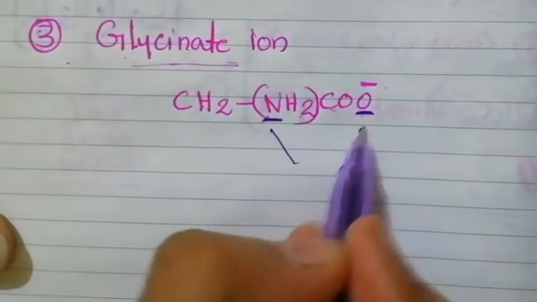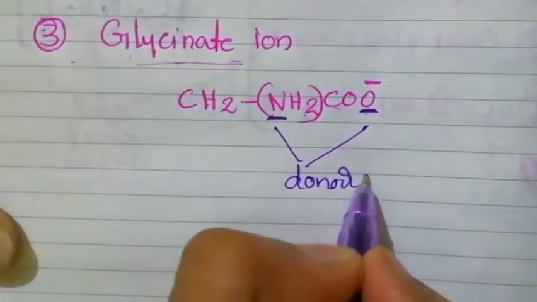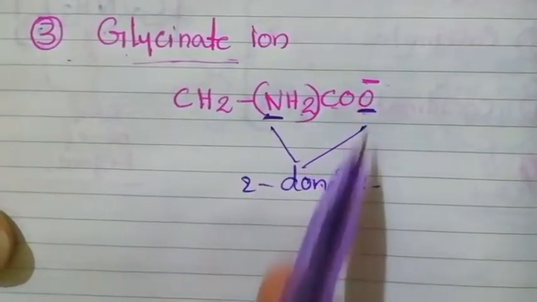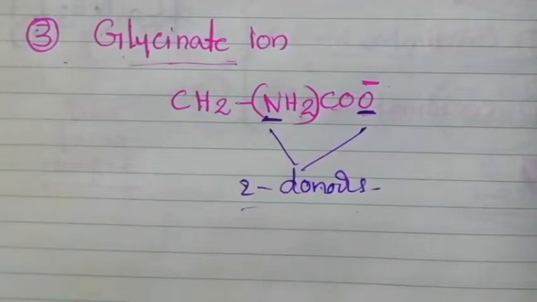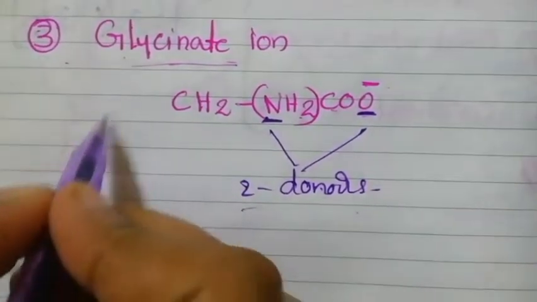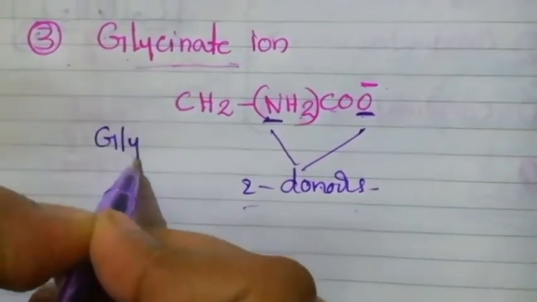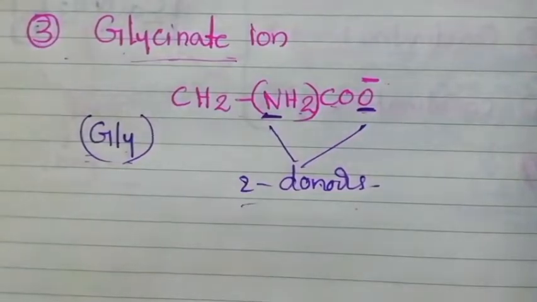The atom which is capable of donating electrons to the central metal is called a donor site. Since this compound donates two pairs of electrons, it is a bidentate ligand, as two donor sites are present. This glycinate ion is represented as GLY in coordination compounds. Very rarely can we find glycinate ion in coordination compounds.